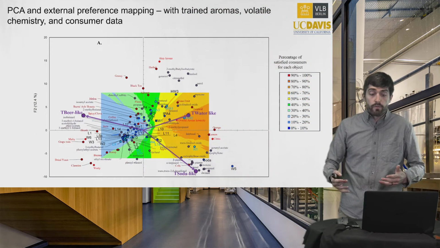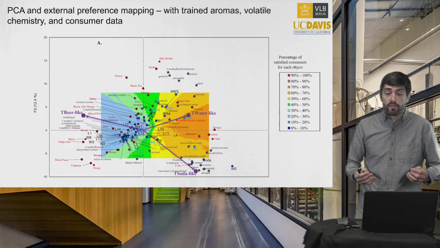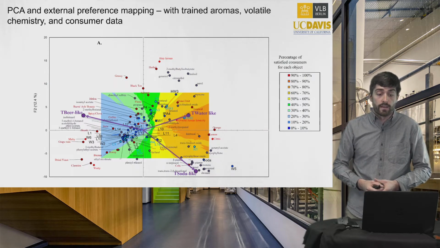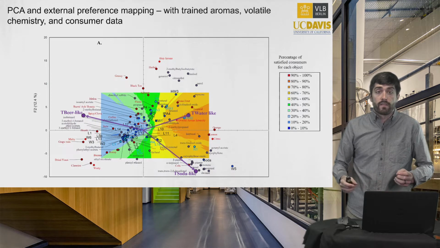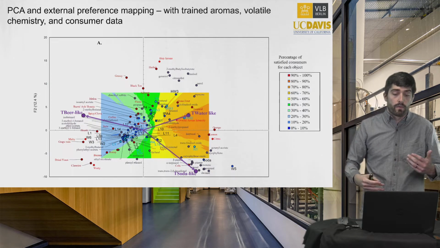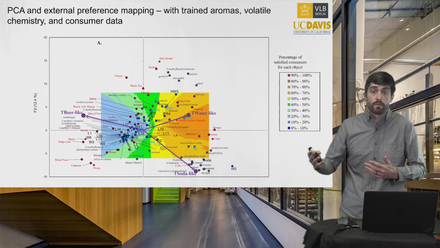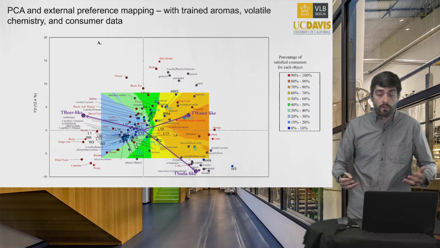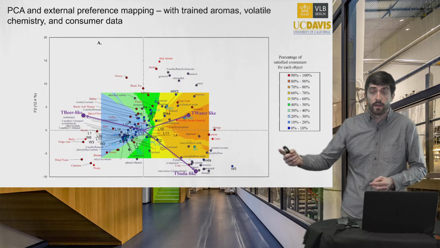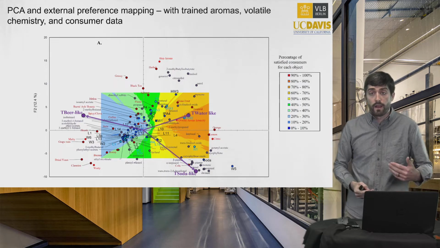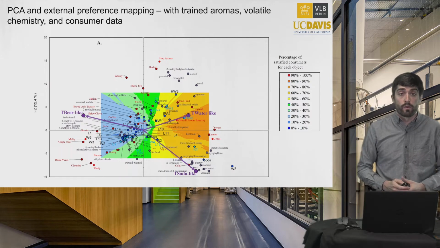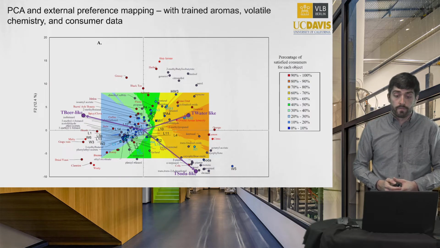So again, we performed external preference mapping and principal component analysis, but this time we added in these similarity ratings. This allowed us to see if the resemblance to beer, sparkling flavored water, or soda was related to consumer preference for NABs. Again, the area in orange is an area of high satisfaction for consumers, and the area in blue is an area of low satisfaction for consumers.